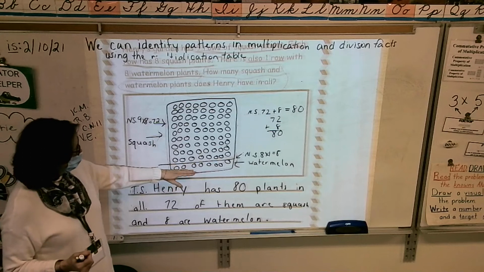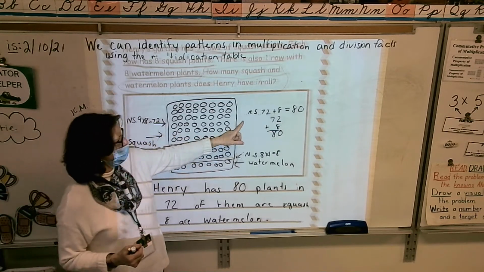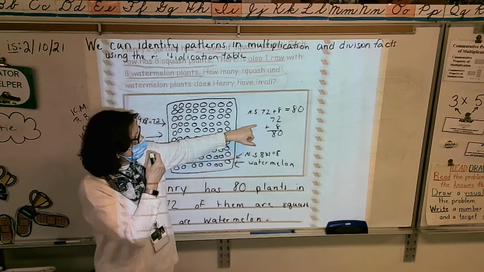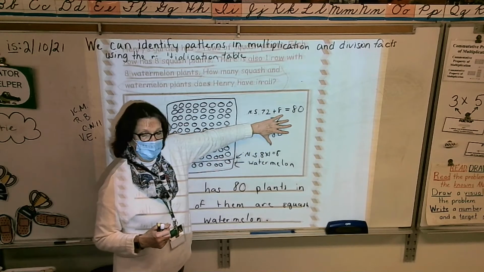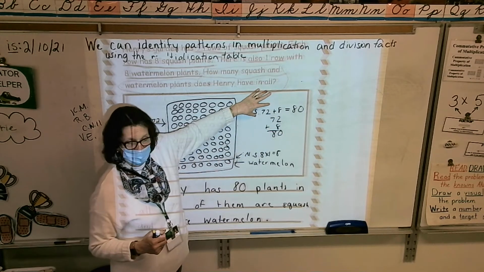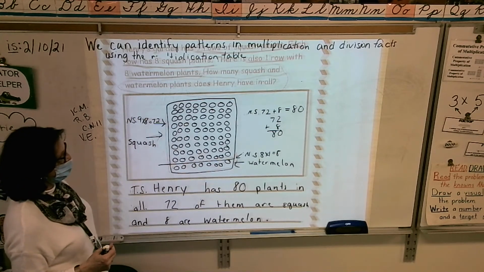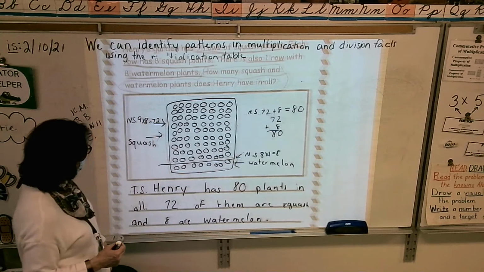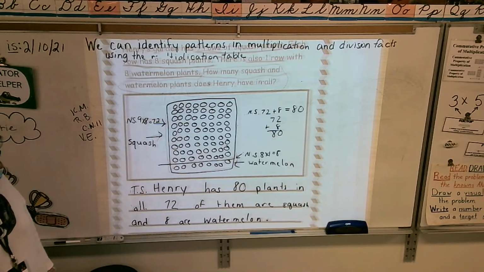And so there are 8 watermelon plants, there's 72 squash, and then they came over here and they wrote this great number sentence, 72 plus 8 equals 80. They did this algorithm. So remember, you don't necessarily have to have this, but you should have this, okay? So 72 plus 8 equals 80, but I love the way they did both, and this is the number sentence, this is the algorithm. And then they gave us a great target sentence. Henry has 80 plants in all. 72 of them are squash and 8 are watermelon.